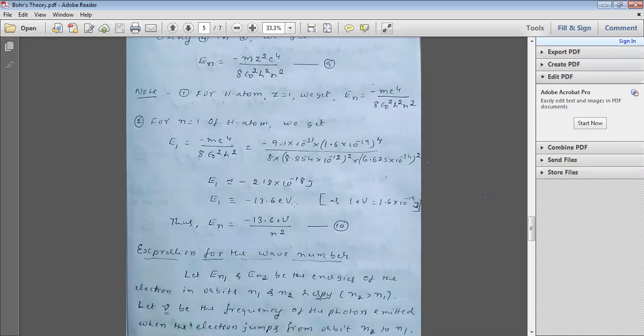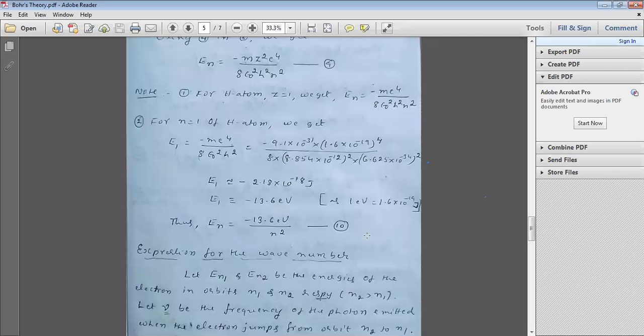If you want the expression for energy for the hydrogen atom for the second orbit, third orbit, fourth orbit, or any nth orbit, using the expression En in note 1, En is equal to minus m e to the power 4 divided by 8 epsilon square h square n square. Look at note 1. This whole thing, m e to the power 4 divided by 8 epsilon square h square, becomes 13.6.